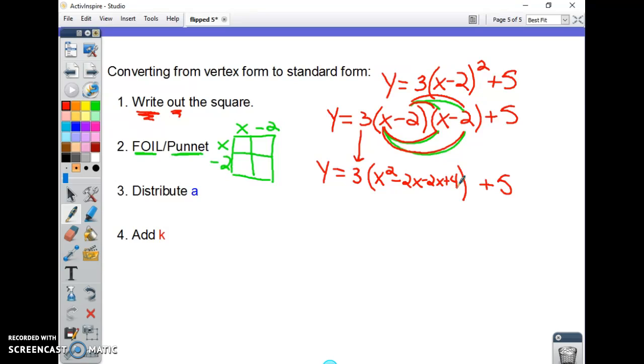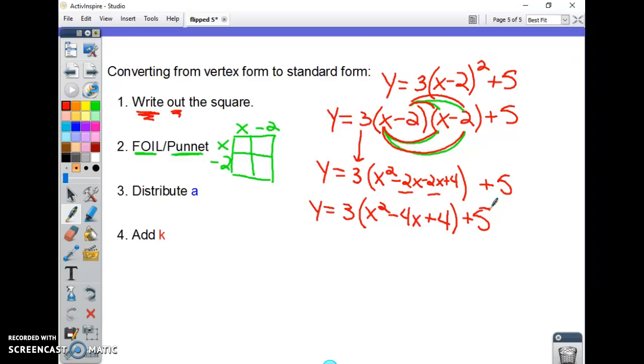Now, go ahead and take a second and combine your like terms on the inside. So that's going to be y equals 3 times x squared, which doesn't have anything to go with it, so it's just x squared. Then we have negative 2x, negative 2x, that's going to be a total of negative 4x. Plus 4, plus 5. Again, when you FOIL 2 binomials, you should have a trinomial at the end, at least as long as you have a couple of like terms on the inside.